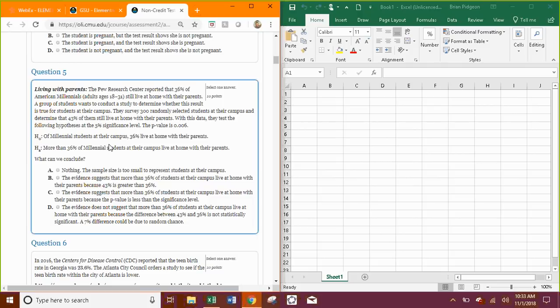So we assume that the initial research study is true, 36%. And we want to see, does that mean that there's more than that at our school? Now, in this case, we're asked to make a conclusion based on the p-value. So, for lack of better words, I'm going to say to live by this guideline.